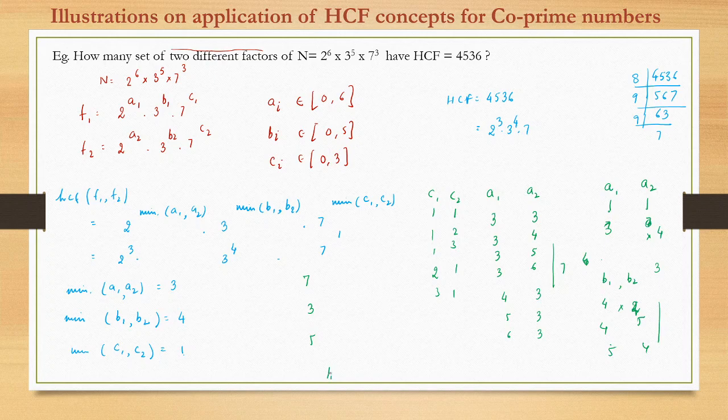So number of ways, how many sets actually? That becomes nothing but 7 into 3 into 5 minus 1 by 2, right? So that is nothing but 52. We could have written this also, I mean a1 into minimum 3. So a1, a2 can take values what? 3, 4, 5, 6. 4 values. Oh, sorry, 4 into 4, right?